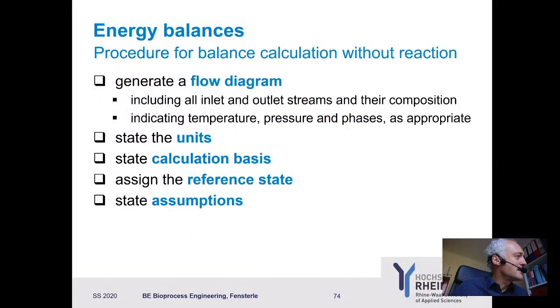No. So it's cool that your thermodynamics basics is really still there. Now, how do we set up an energy balance? It's the same as for a mass balance. The first thing to do is generate a flow diagram. It should include all inlet and outlet streams, compositions, and of course you should now include the temperatures of the streams and the energy transfers and so on. This needs to be added. State the unit, state the calculation basis, assign the reference state, and state the assumptions. This is the same as for mass balances before.